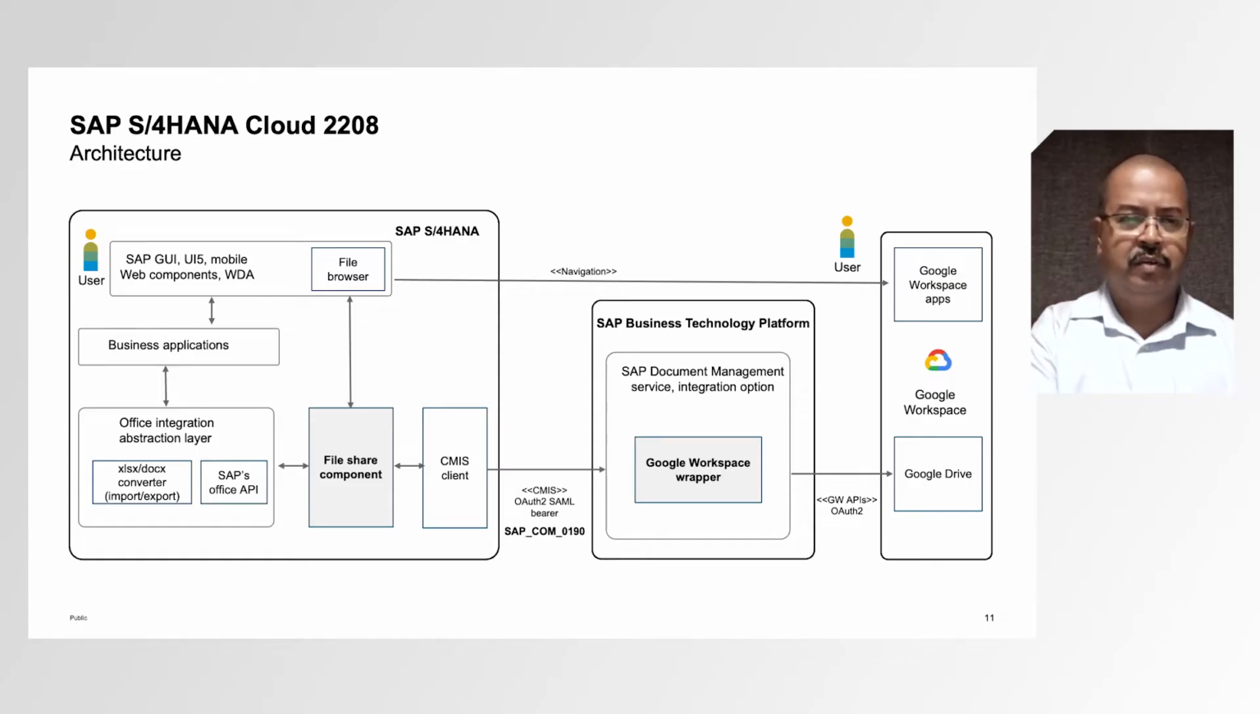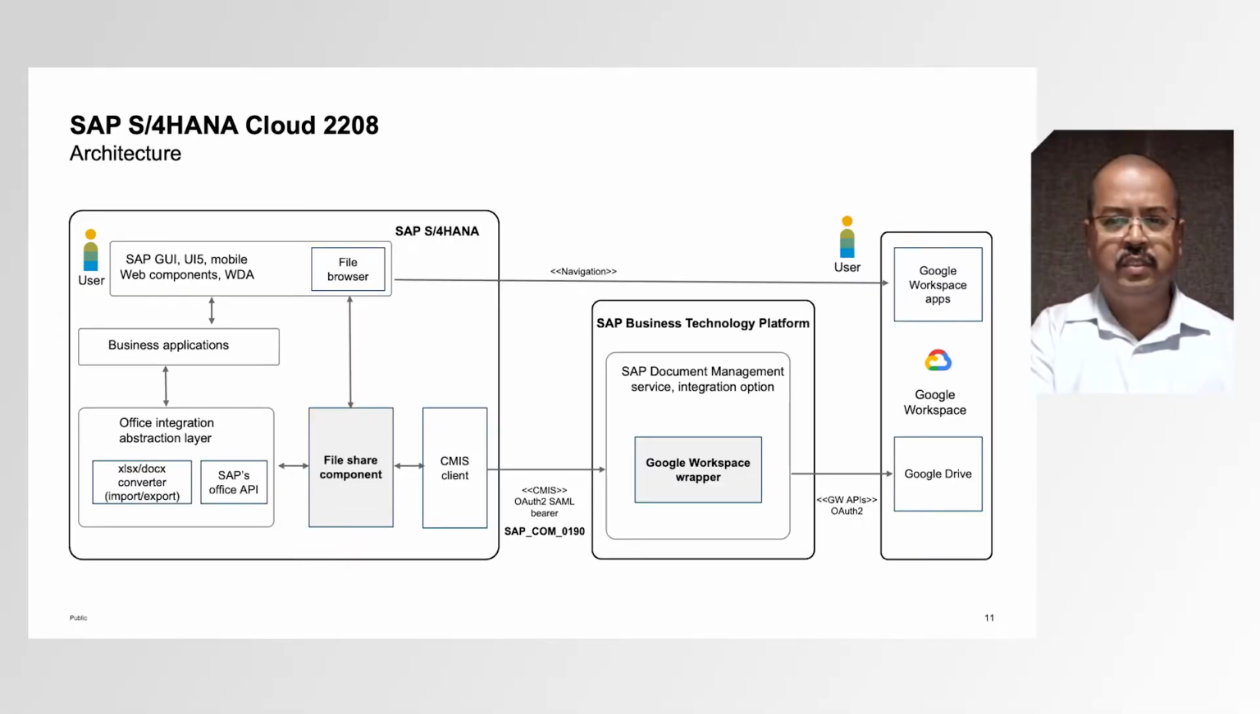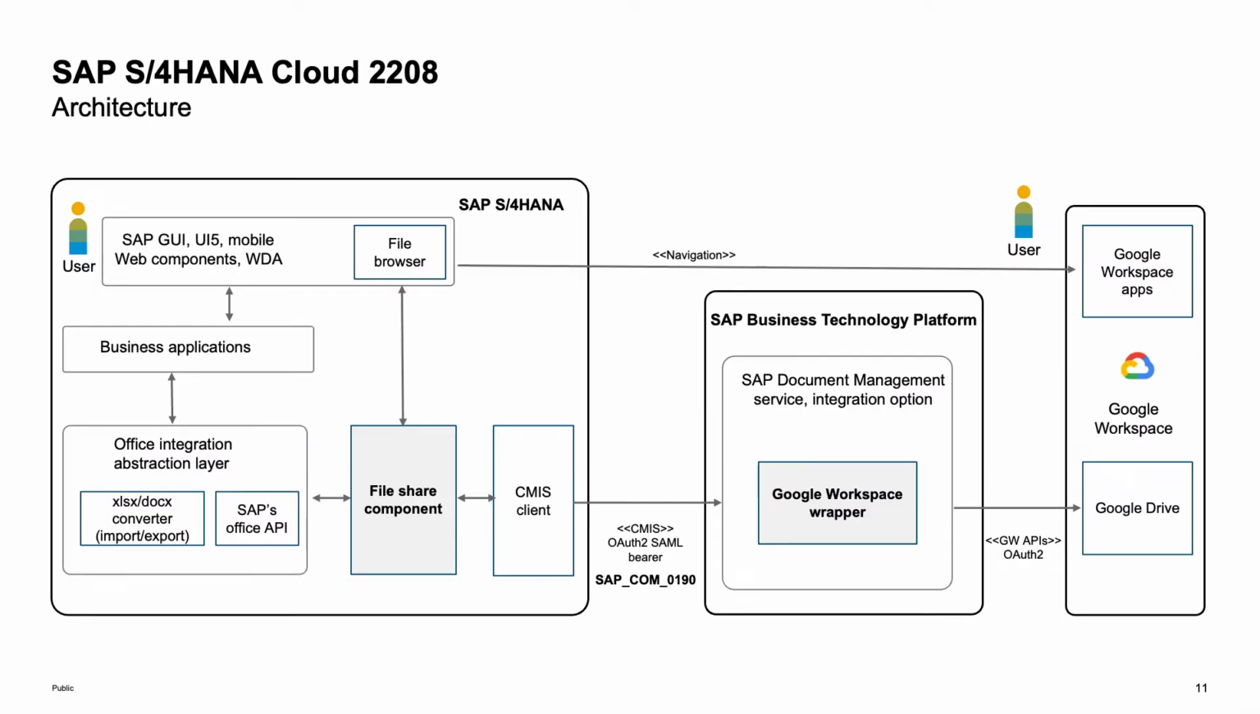Okay, now we will discuss the architecture with you, Sudeep. Thank you, Hervé. Let us now quickly look into the main architectural building blocks which are involved in this integration. On one end, we see SAP S/4HANA system, and on the other end, we have Google Workspace organization. These two systems interact with the help of SAP Document Management Service, which is represented in the middle of this block diagram. SAP Document Management Service is the main driver for this integration.